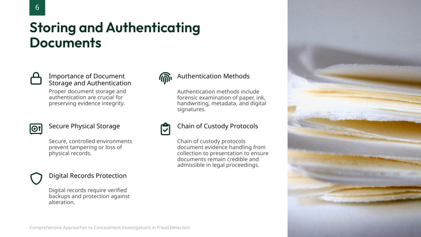When it comes to digital records, the focus shifts to verified backups and strong protection measures that prevent unauthorized changes. This ensures the digital files remain accurate and reliable over time. Authentication involves several methods, such as forensic analysis of the paper, ink, handwriting, and metadata, as well as the use of digital signatures. These techniques verify that the document is genuine and has not been altered. Finally, chain of custody protocols are critical. They carefully document every step of how evidence is handled, from the moment it's collected until it's presented in court, safeguarding its credibility and admissibility throughout the legal process.